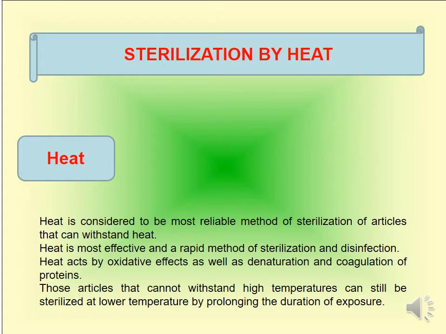The second method is sterilization by heat. Heat is considered to be the most reliable method for sterilization of articles that can withstand heat. Heat is a most effective and rapid method of sterilization and disinfection. Heat acts by oxidative effect as well as denaturation and coagulation of proteins. Those articles that cannot withstand high temperature can still be sterilized at lower temperature by prolonging the duration of exposure.